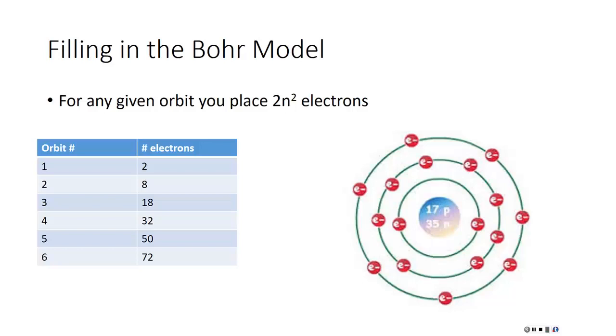Questions about that? Okay, so now we know we have 18 electrons. Let's see if we can draw out the Bohr model for it. So on your paper, draw out what the Bohr model is going to look like for a sulfur 2-.